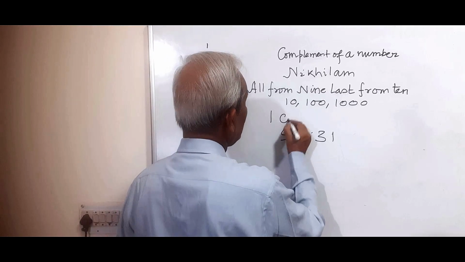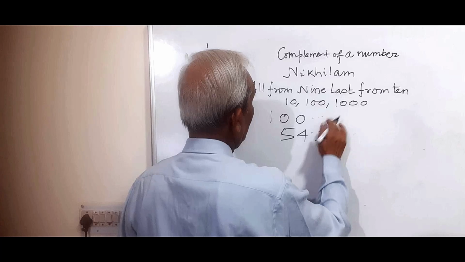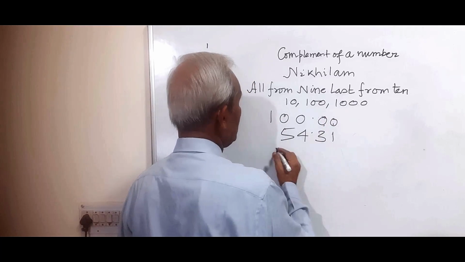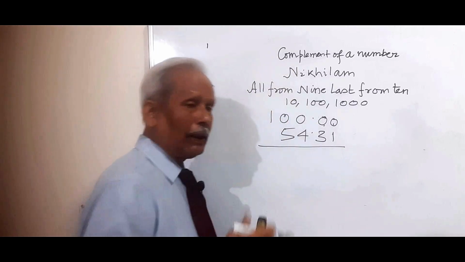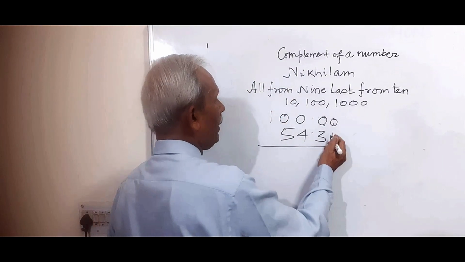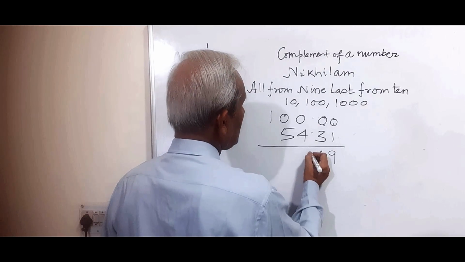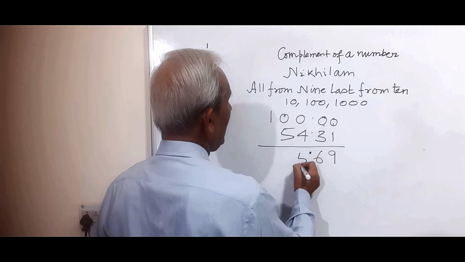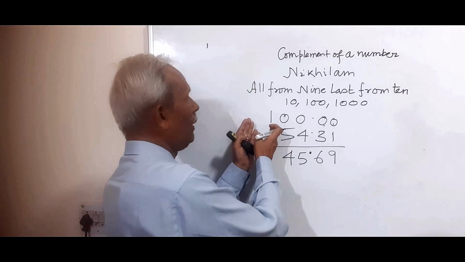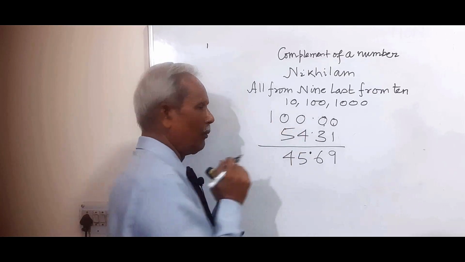It is actually the difference from 100 rupees, the difference of 54.31 from 100 rupees. So there you have to subtract it. The subtraction is very easy, all from 9, last from 10. 10 minus 1 is 9, 9 minus 3 is 6, decimal in its own place, 9 minus 4 is 5, 9 minus 5 is 4, and that is the difference.